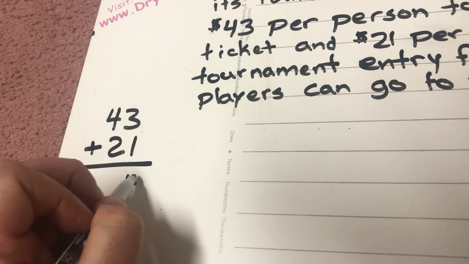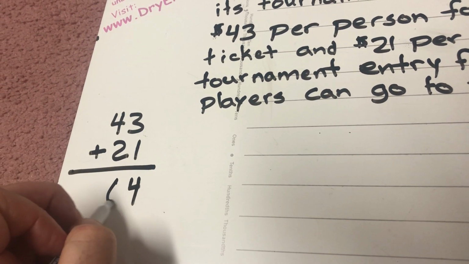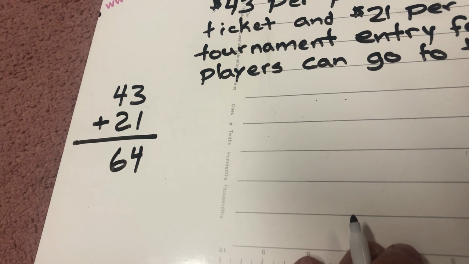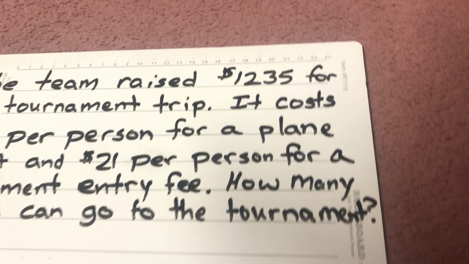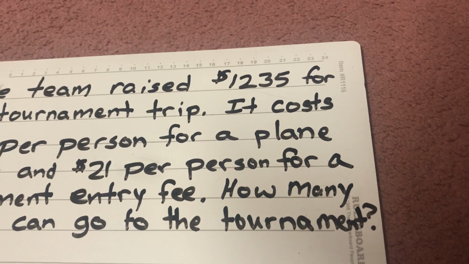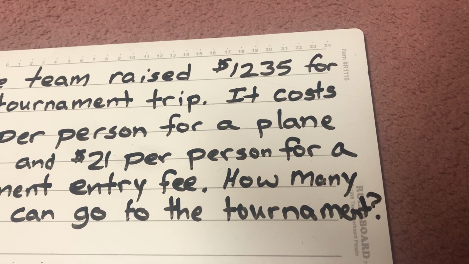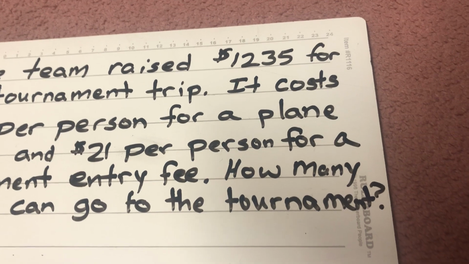3 plus 1 is 4. 4 plus 2 is 6. I get 64. It costs $64 per person. The team raised $1,235 and it cost $64 per person.